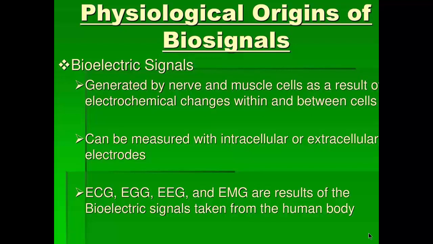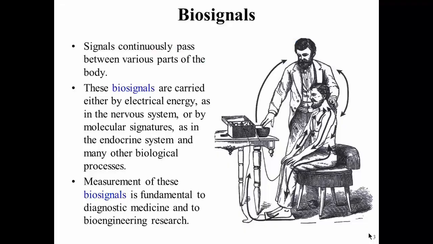EEG, of course, you know what that is. EMG is myography, myograph, in other words, the signal that comes off of muscles. So there are those and many, many other different types of physiological signals that we can detect from our bodies and from the bodies of any organism.